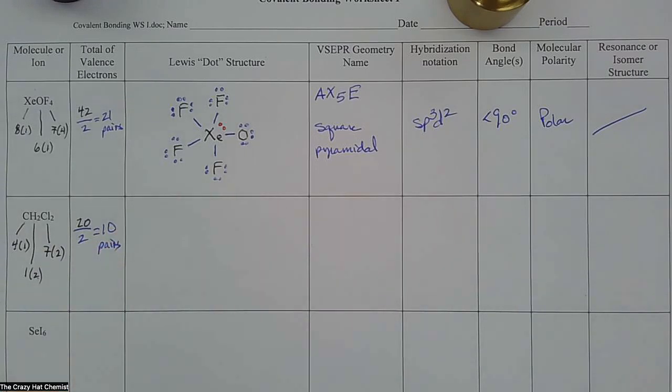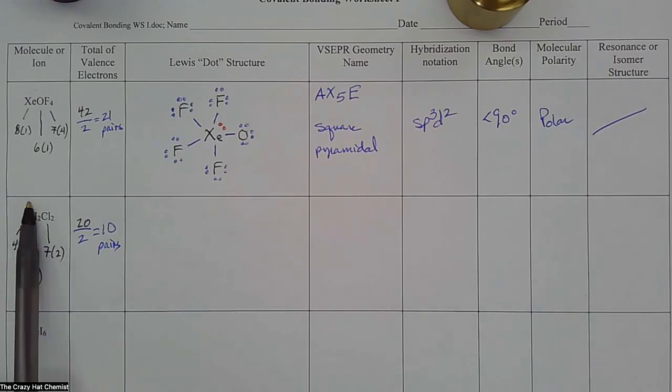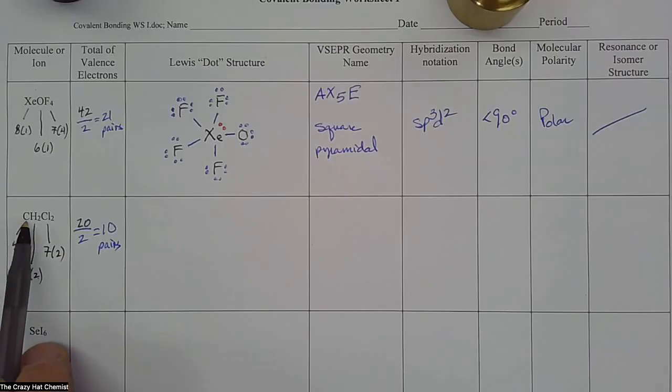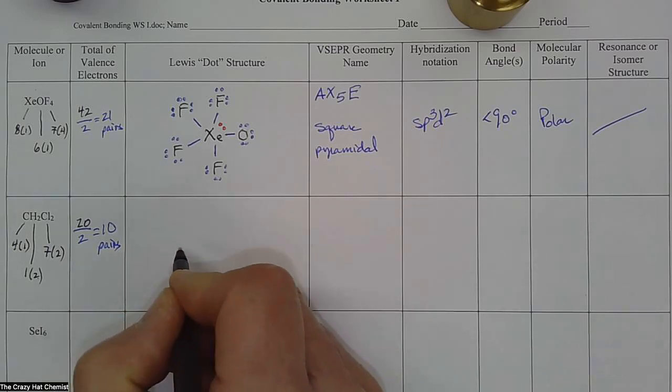So now I will have 10 pairs of electrons. I'm going to look on my periodic table and find the least electronegative element, the one that is furthest from fluorine, but not the hydrogen. Since it can't be the hydrogen, I have a choice of either the carbon or the chlorine. And the carbon is most certainly least electronegative. So that means that the carbon is going to go in the middle.